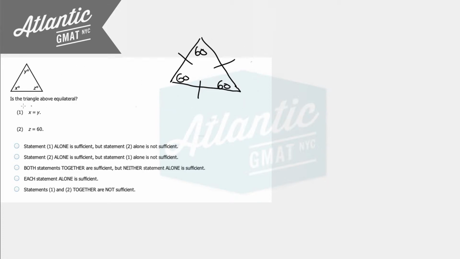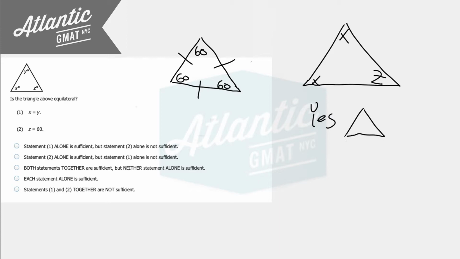Looking at statement 1, we know that 2 of the angles are equal. We don't know about the third, but we do know that 2 of them are equal. So let's see what happens when you've got 2 equal angles. Let's go ahead and call them both x, because we can change that y to x, because x and y are equal, and then the balance is z. So let's think about first whether we can make an equilateral triangle from this. And the answer is clearly yes, because if you just make z also equal to x, then you're going to have equal angles and equal sides.